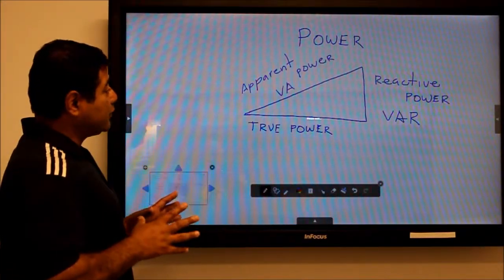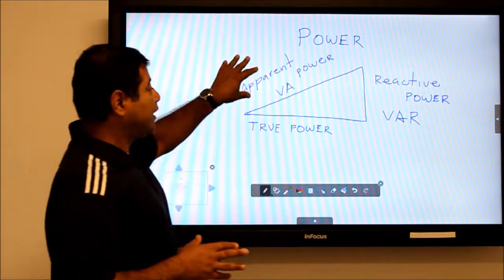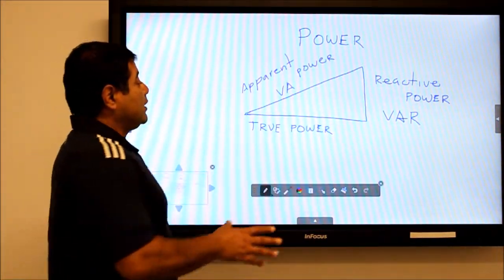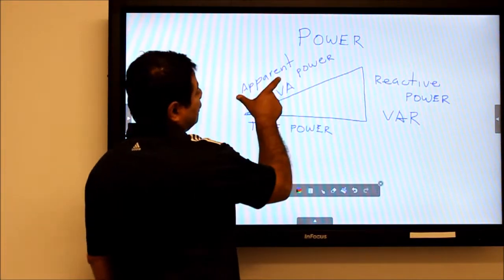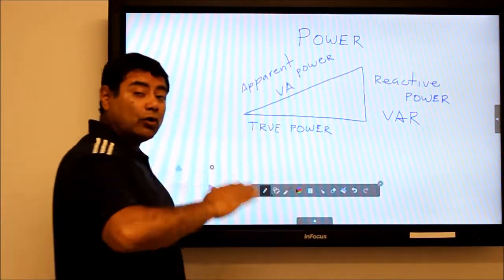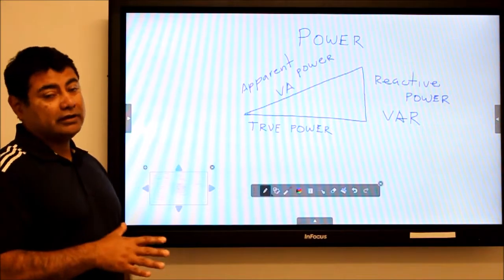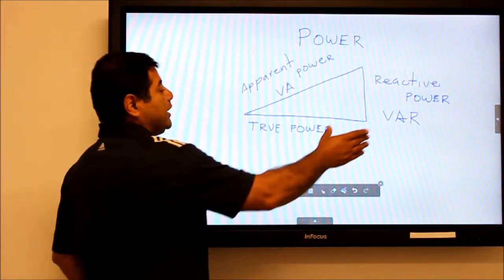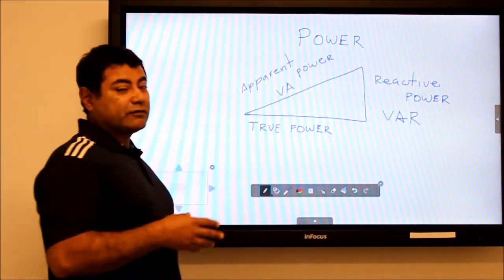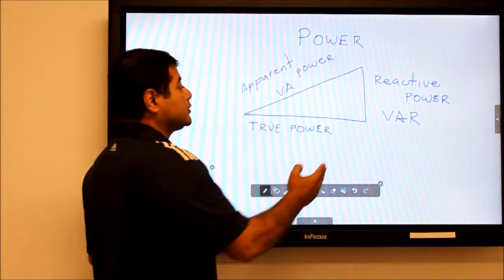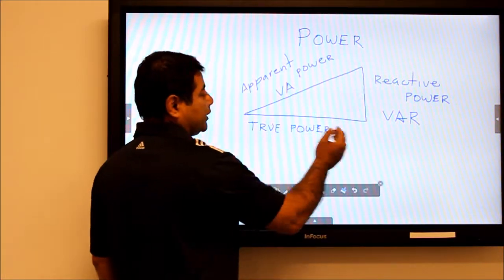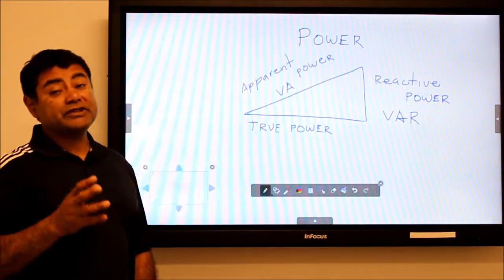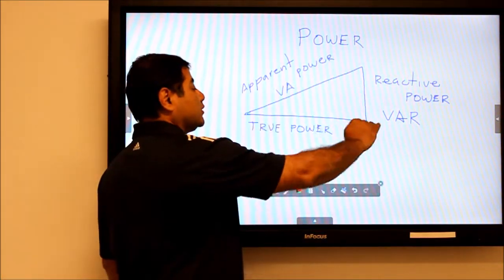Now, this triangle is very important because the titles for each segment of the triangle are important for you to remember. The hypotenuse of the right triangle is called the apparent power, and that's the total power of the circuit. It's very important that you always keep it on the hypotenuse side. The reactive power is the power that comes from the inductor, and that always goes on the vertical line. And the true power is the power that comes from the resistor, and that always goes on the horizontal line.